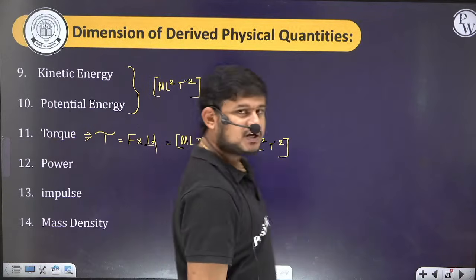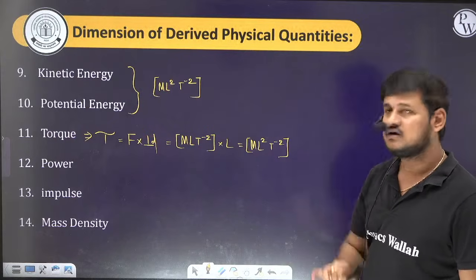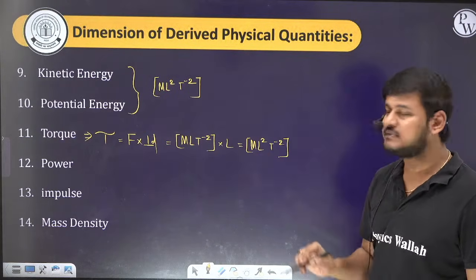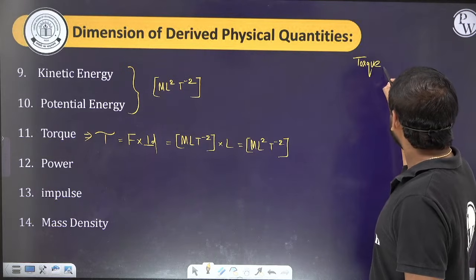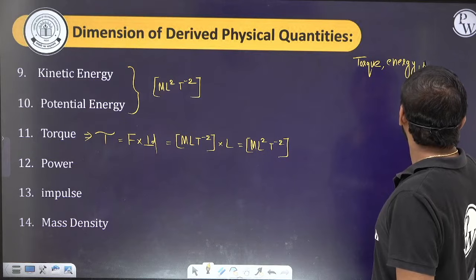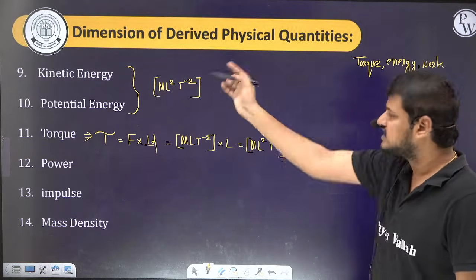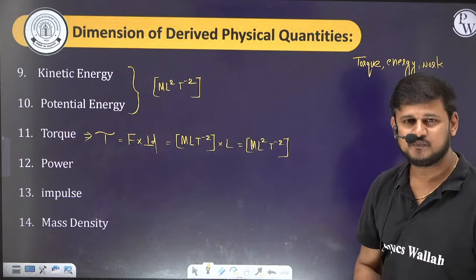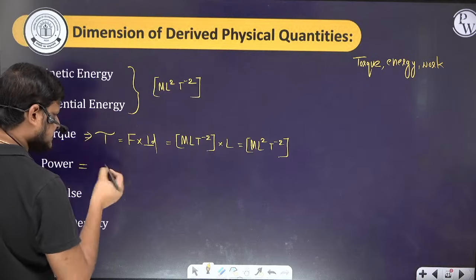So that means you can say here, the torque, energy and work all have the same dimensions. So just note that point. The torque, the energy and the work done all have the same dimensions, M L square T to the power minus 2. Done? Chalo.